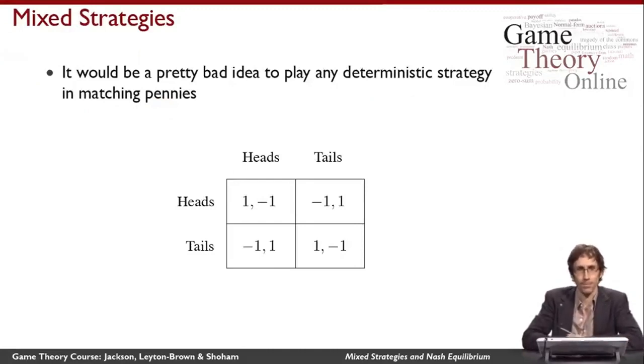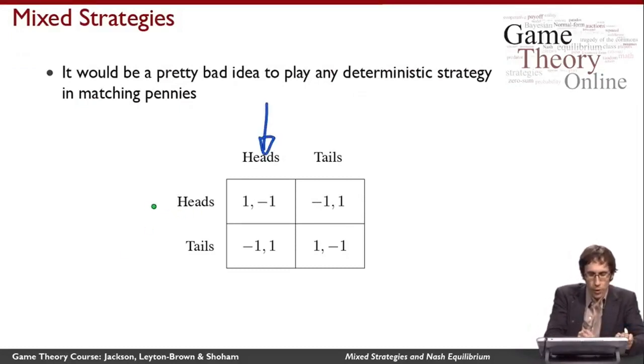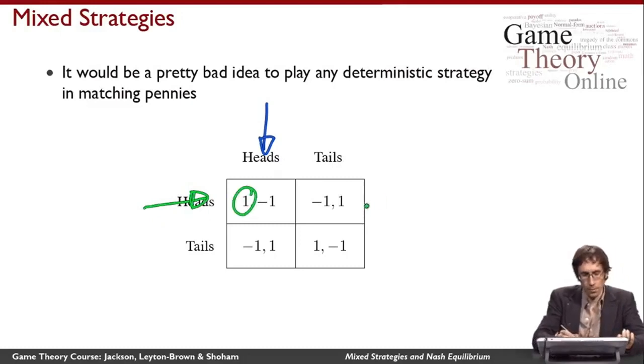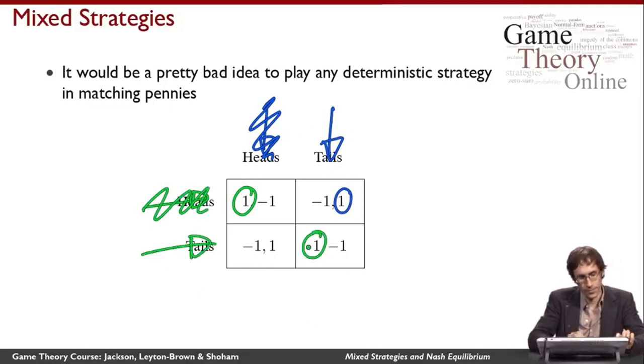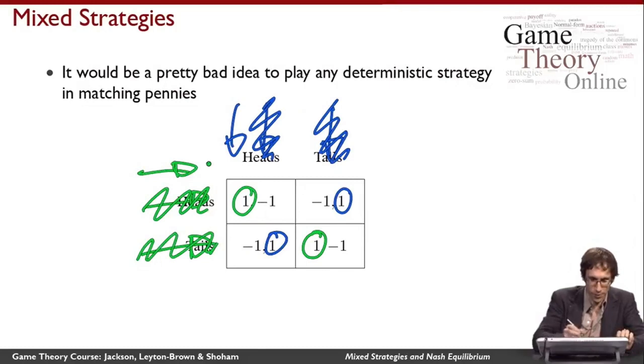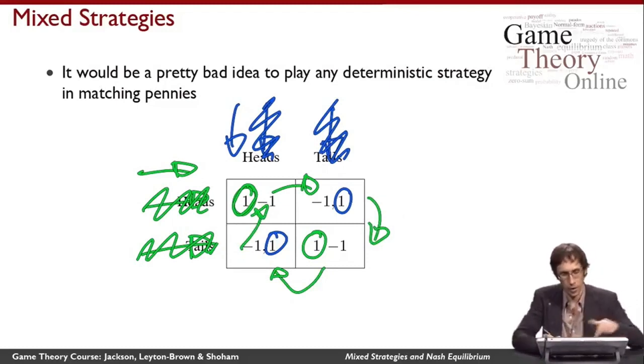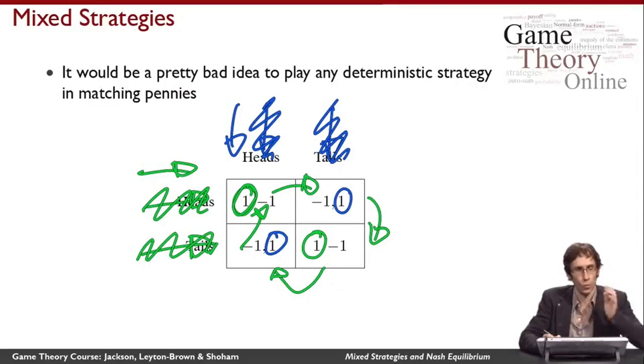Let's begin by looking at the matching pennies game. Recall that it would be a pretty bad idea to play any deterministic strategy in this game. For example, if player 2 were to play heads, then player 1 would want to respond by playing heads to get a payoff of 1, meaning that player 2 would prefer to change to tails so that he can get this payoff of 1, meaning that player 1 would prefer to change to tails so he can get this payoff of 1, meaning that player 2 would prefer to change back to heads to get this payoff of 1, meaning that player 1 would prefer to change back to heads as well to get this payoff of 1 where we started. And so you can see there's kind of a cycle where we just bounced around between the different cells of this game matrix and essentially argued that no pair of deterministic strategies works for both players.